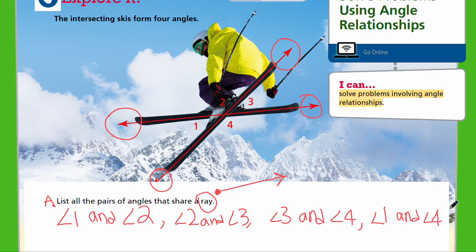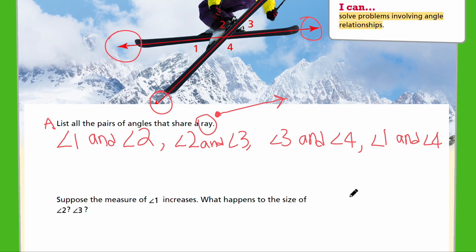Okay, and that's it. So part B: suppose the measure of angle 1 increases. What happens to the size of angle 2 and angle 3? So suppose this angle increases like this. But this is one ski, so one line that goes both directions. What happens to the other angles?